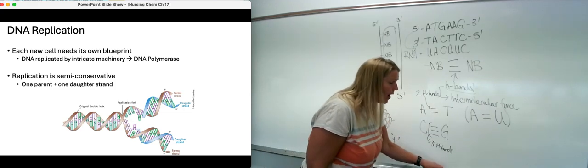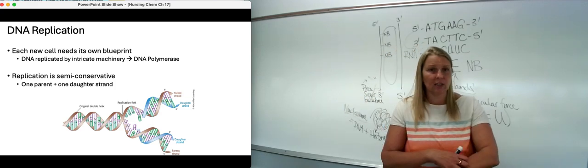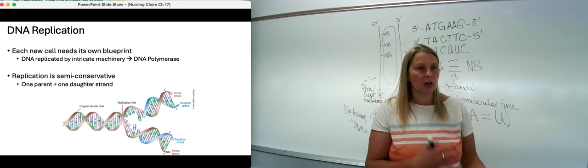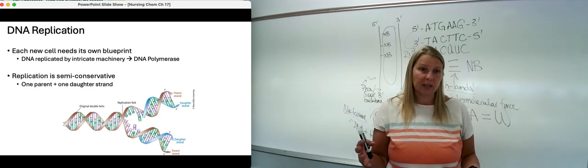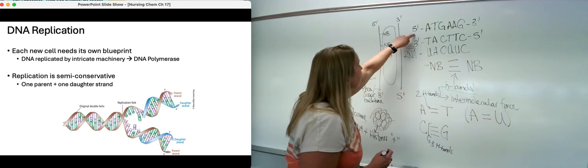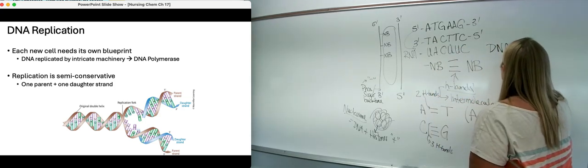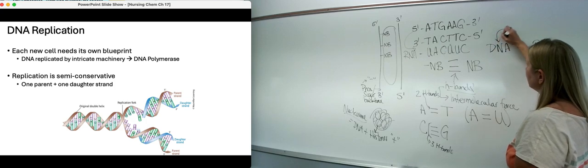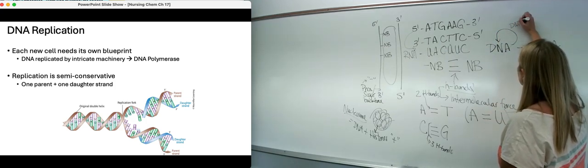So when you replicate cells, if your cells are dividing, like your skin cells or your stomach cells, you're constantly losing cells, cells are dying, and you're making new copies of cells all the time. They need to have a new blueprint. So you need to replicate your DNA. If we go back to our central dogma, we go DNA to RNA, but we might have to go DNA back to DNA to replicate itself. So this is just called DNA replication.